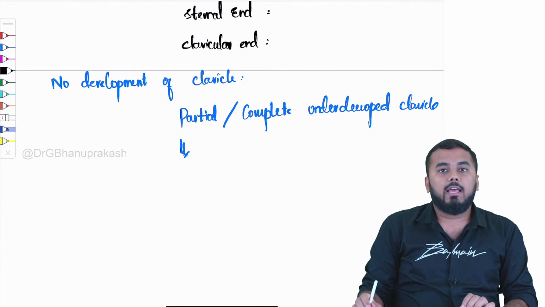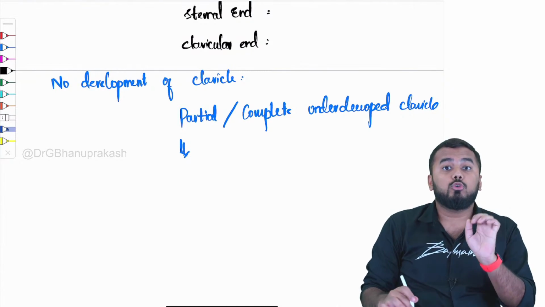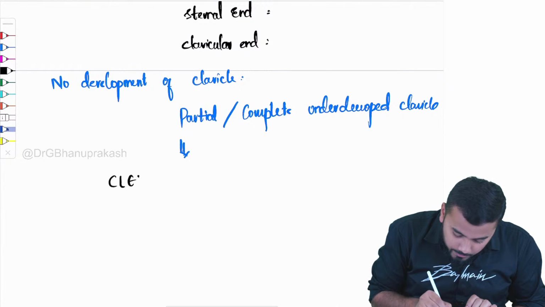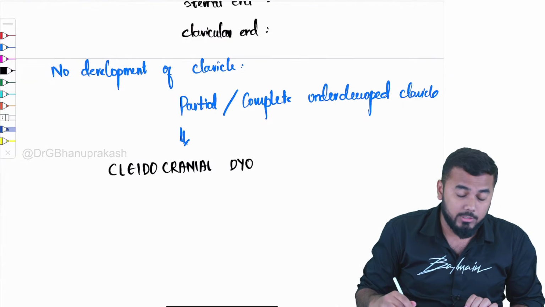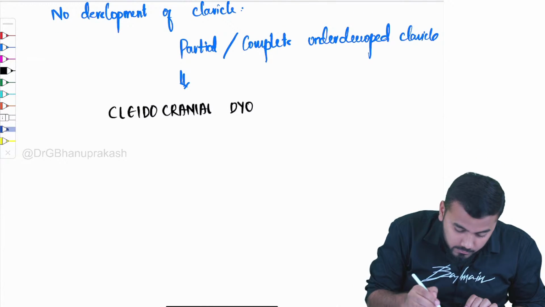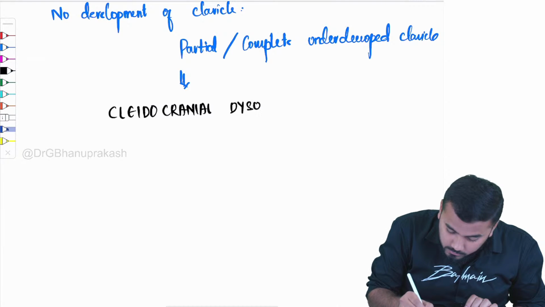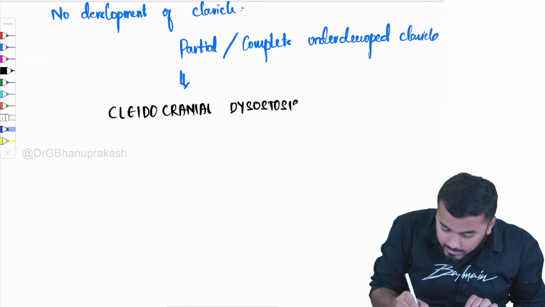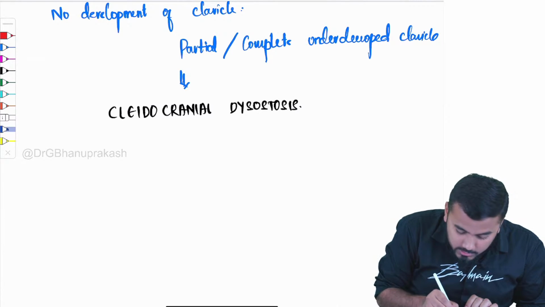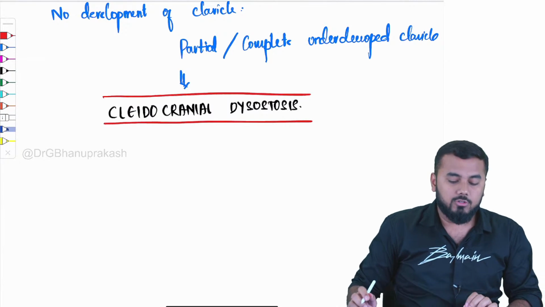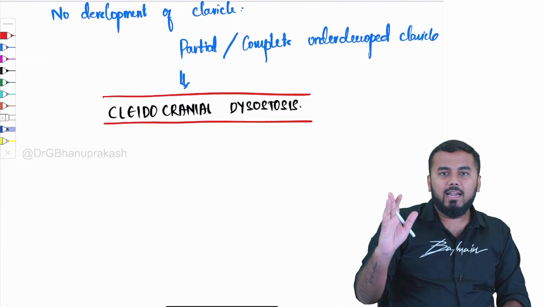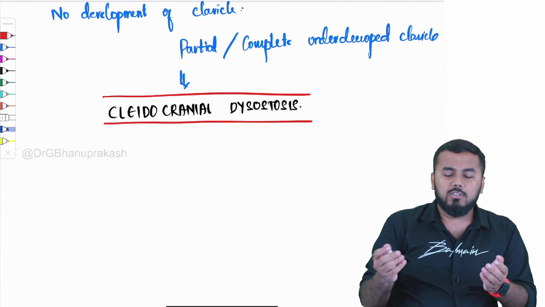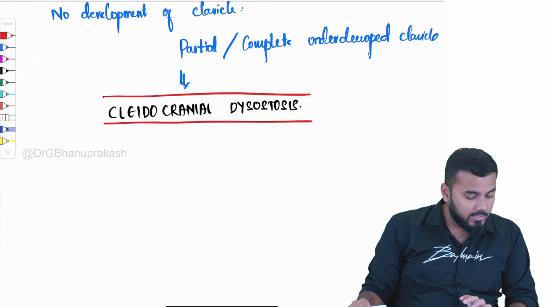This condition is called cleidocranial dysostosis. You have to remember, guys, super important. Cleidocranial dysostosis. Partial development or complete underdevelopment of a clavicle, or incomplete development of a clavicle, is called cleidocranial dysostosis.